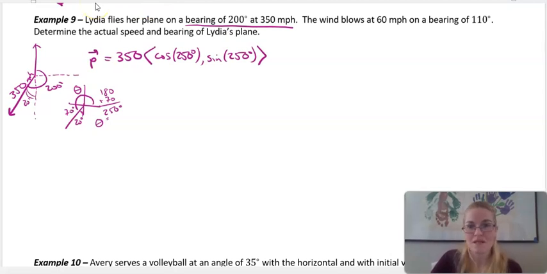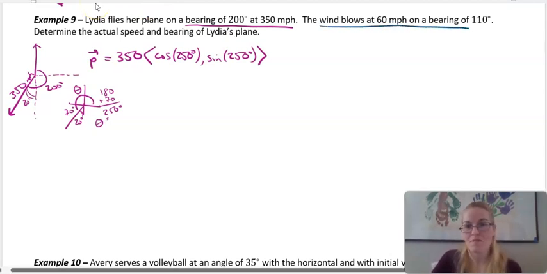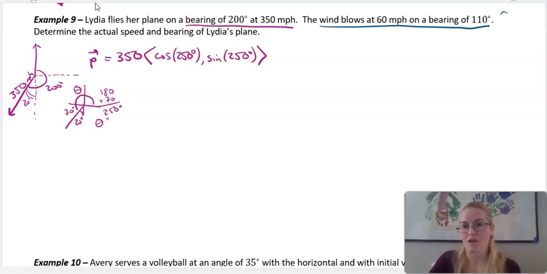All right, the wind blows 60 miles an hour on a bearing of 110 degrees. So again, a bearing of 110, there's 90, it's going to be here, right, so this would be the wind. So if all of that is 110 minus 90, that means this is going to be 20 degrees right there, because 90 and 20 is 110.